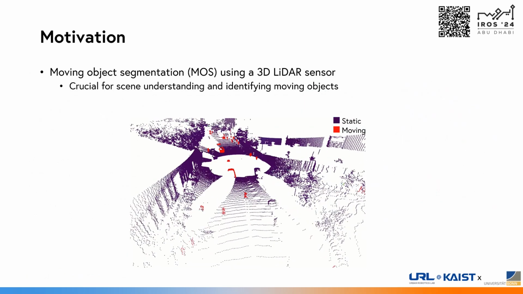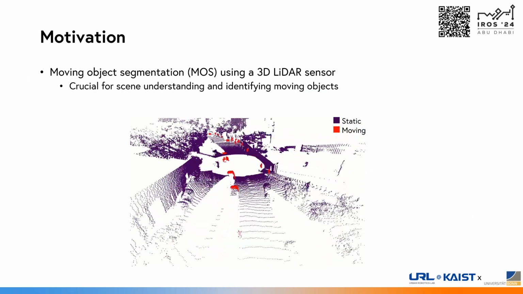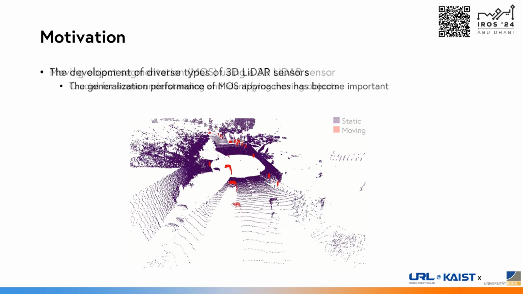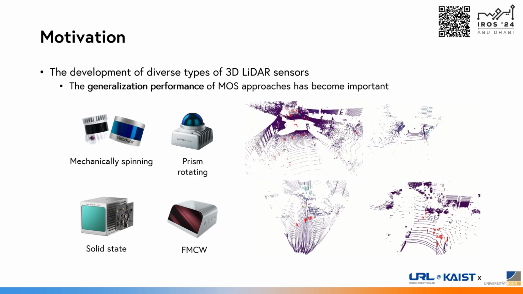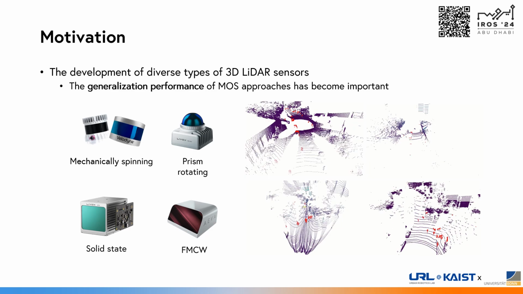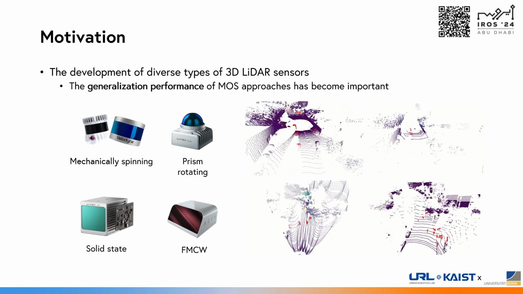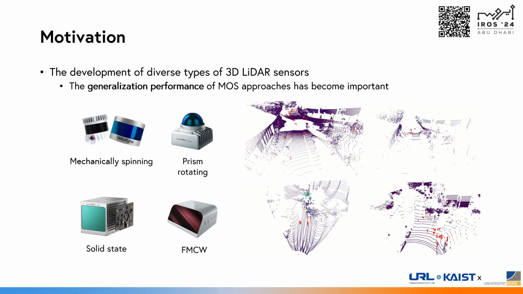Moving object segmentation using a 3D LiDAR sensor is crucial for 3D scene understanding and identifying moving objects. Recently, diverse types of 3D LiDAR sensors have been developed, including mechanically spinning, prism rotating, solid-state, and frequency-modulated continuous wave, FMCW. As a result, the generalization performance of MOS approaches has become important.